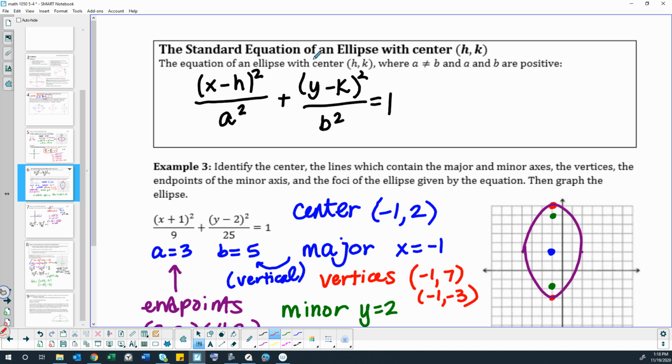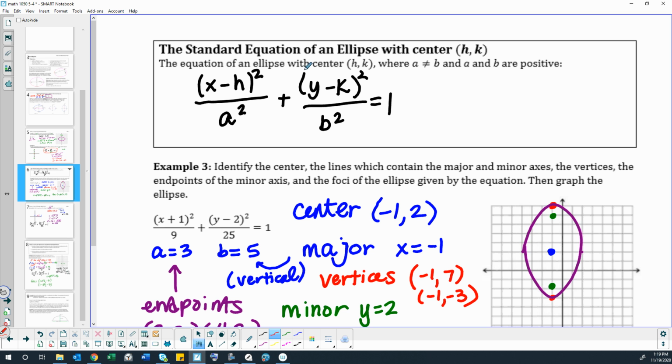Alright, so the standard equation for an ellipse with a center at (h, k) is (x minus h) squared plus (y minus k) squared, just like our circle formula. But then instead of equals r squared, we have it over a squared for the x direction, over b squared for the y direction, and then equals 1.